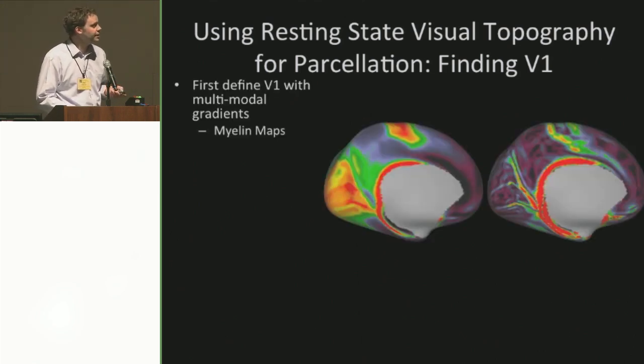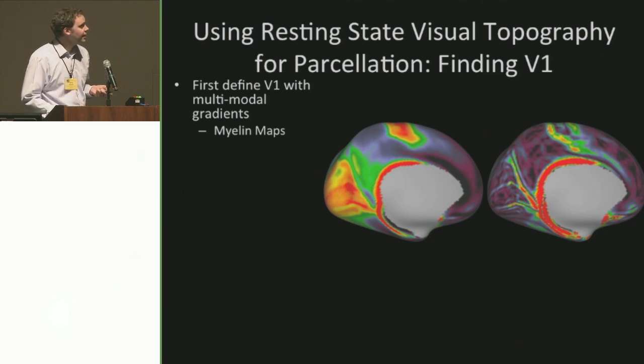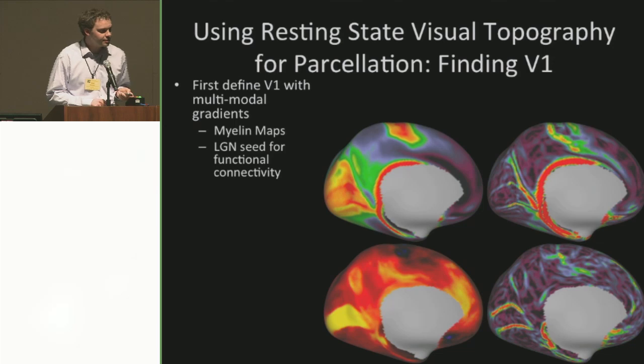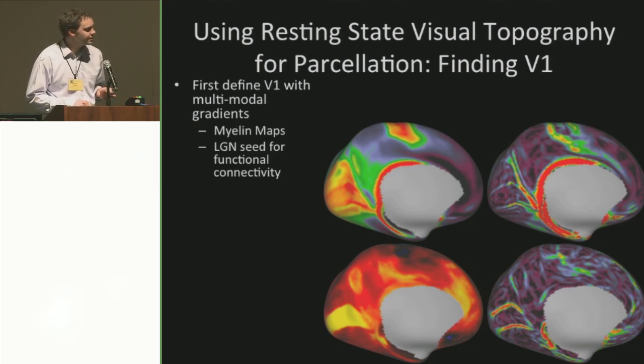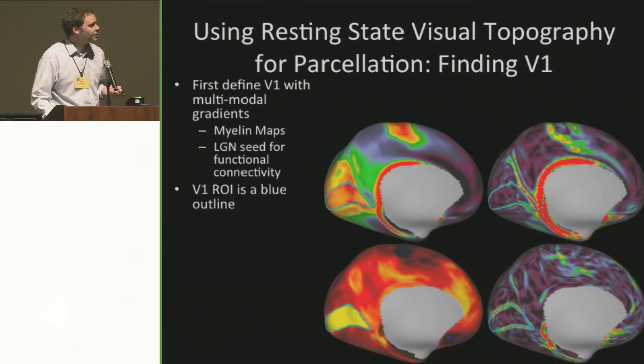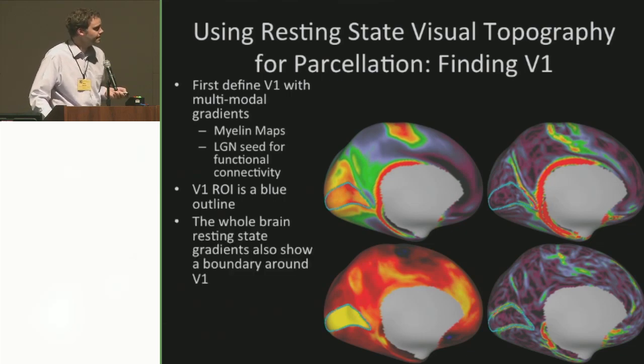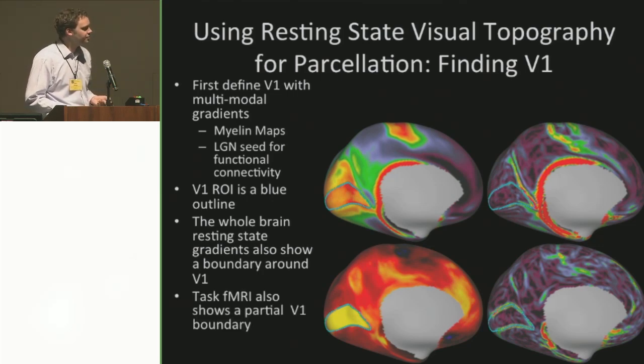We've got a nice, or potential, gradient here for V1 in the myelin maps. And it turns out if we seed the lateral geniculate nucleus, the thalamic relay station of visual information, with functional connectivity, we get a very nice gradient that agrees with our myelin gradient. So we can identify V1 in this blue outline here. There are also a variety of other modalities, including the whole brain resting state gradients and task fMRI, that show boundaries in this same location for V1.